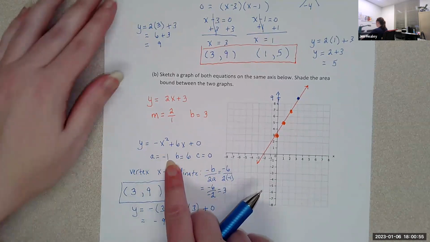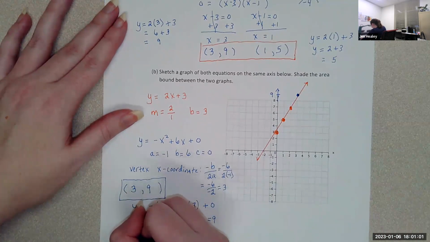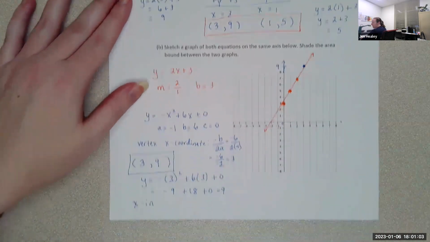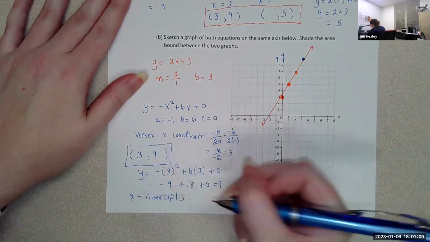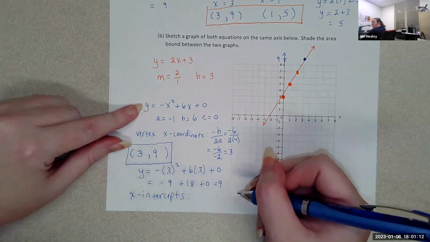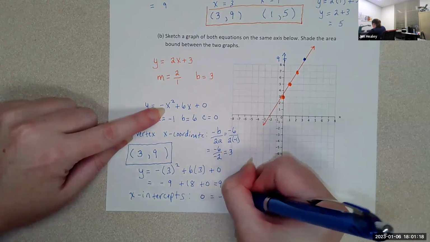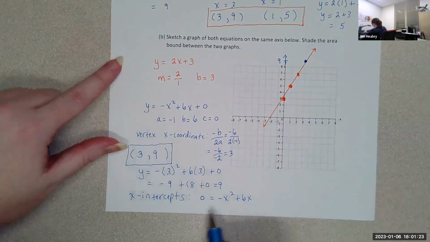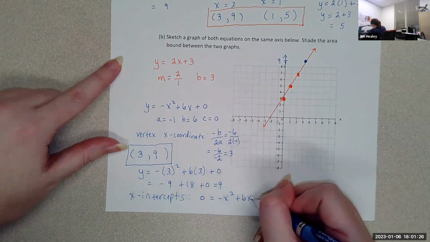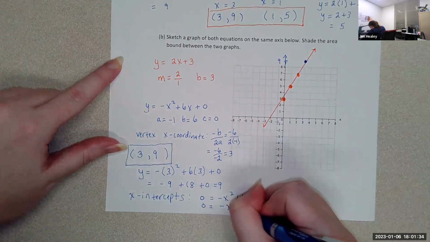So that's good news. After we find the vertex, we want to find our x-intercepts. We found x-intercepts by setting y equal to 0. So in our equation for the parabola, instead of writing y, I'm going to write 0 equals negative x squared plus 6x. I'm not going to write the plus 0 because we don't need it. In order to factor this one, we don't actually need to make an x. We just need to factor out the greatest common factor, which is just an x. So I'm going to pull out a negative x.